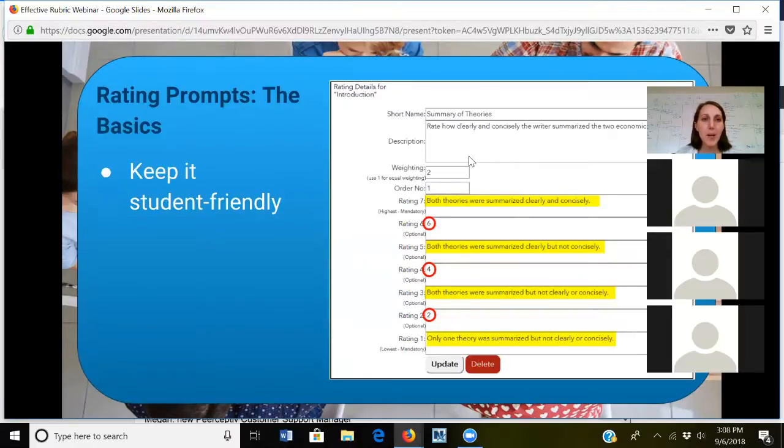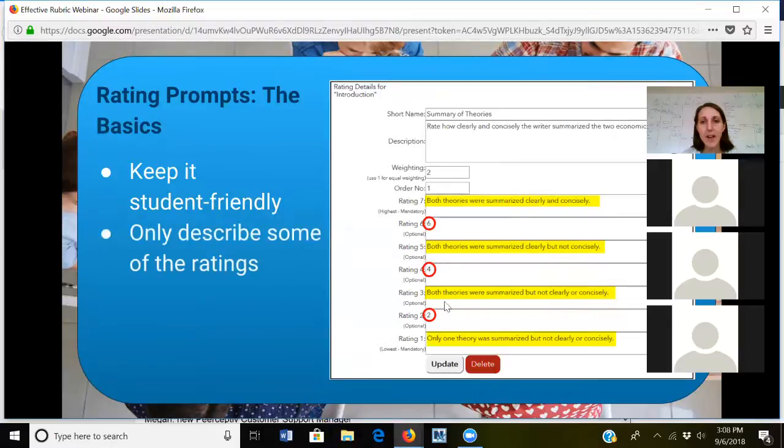So when you're thinking about rating prompts and creating rating prompts, you want to keep it student-friendly. We have found that if you have 7 long sentences for your different levels, it's going to be overwhelming for the students. They're going to stop reading somewhere after rating 2 and just start guessing. So you want to keep it student-friendly by keeping your sentences, the descriptor sentences, short and specific. Another way you can do this is by only describing some of the ratings. And you can see that in this example here.